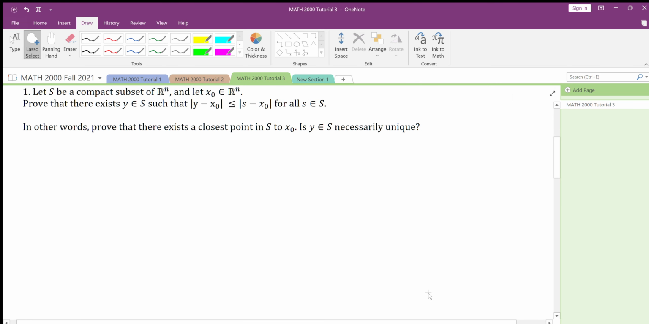Question 1. Let S be a compact subset of Rn and let x naught be a fixed point inside Rn. Does there exist a point y inside the set S such that the distance from y to x naught is less than or equal to the distance from s to x naught for all possible s in S? So more simply, your instructor is asking, prove that there exists a closest point in S to x naught. And furthermore, is this point necessarily unique? So let's do it.